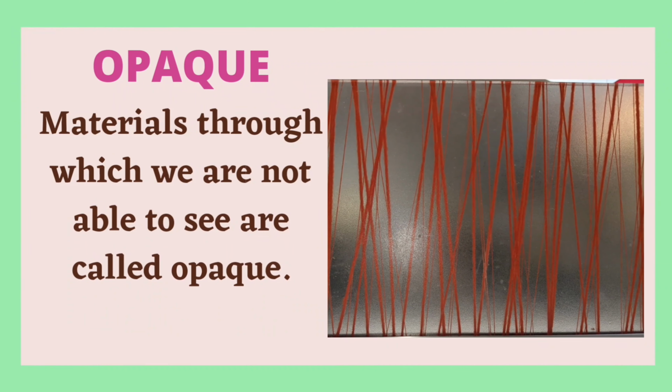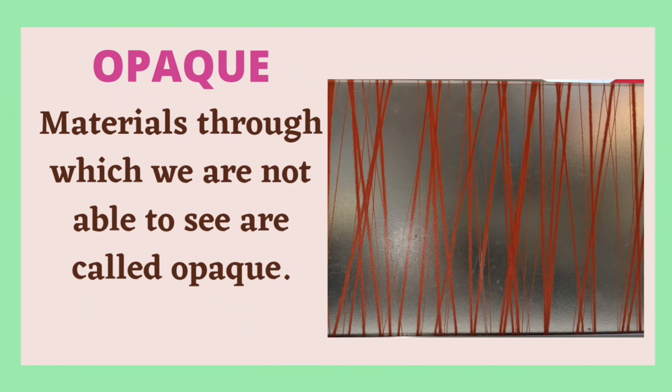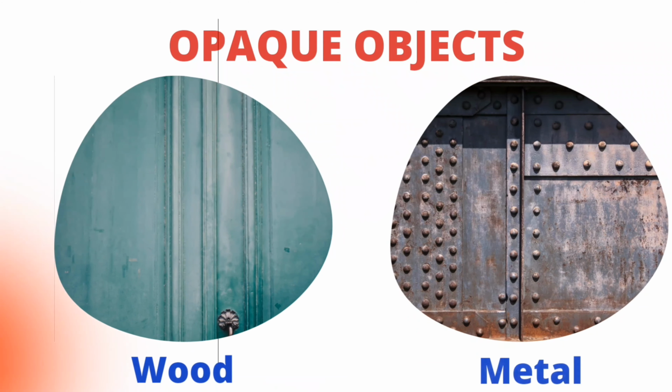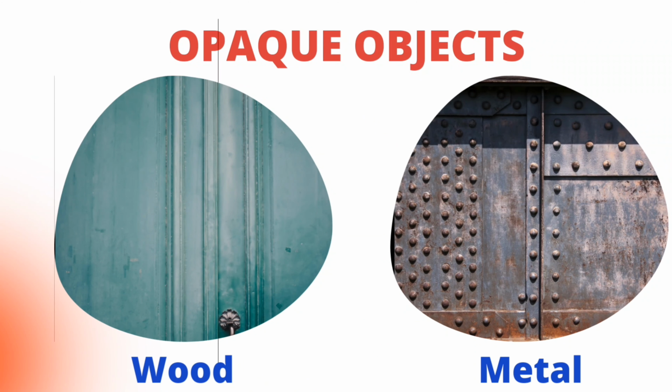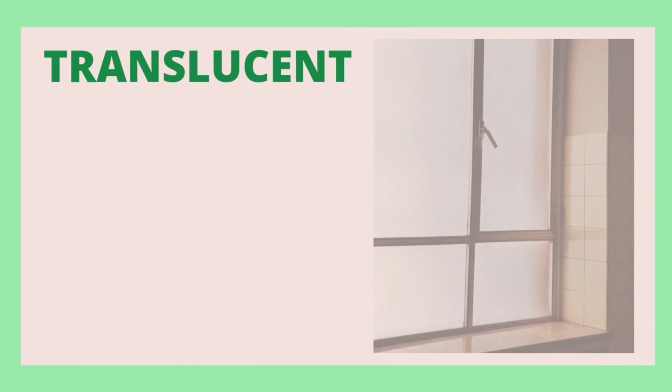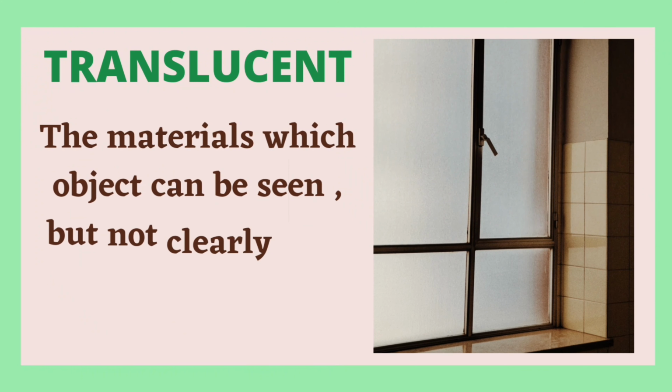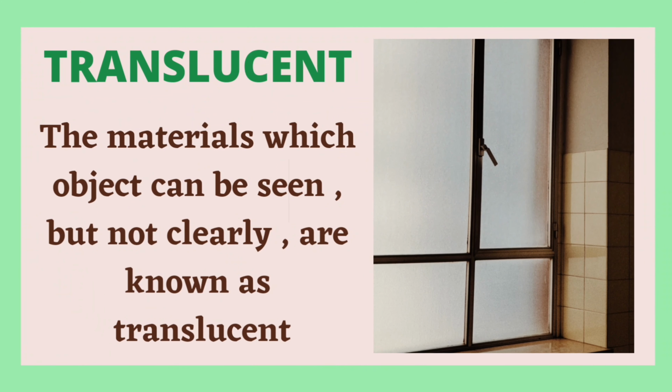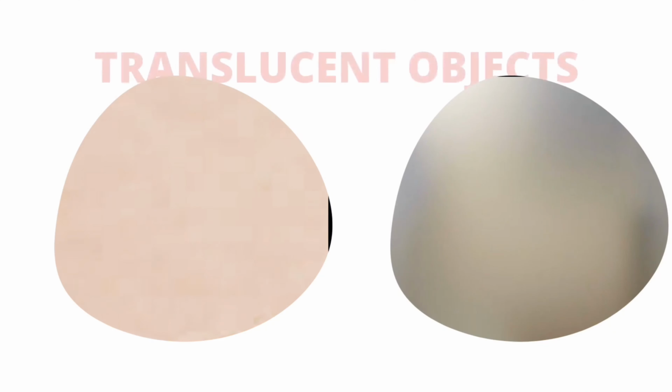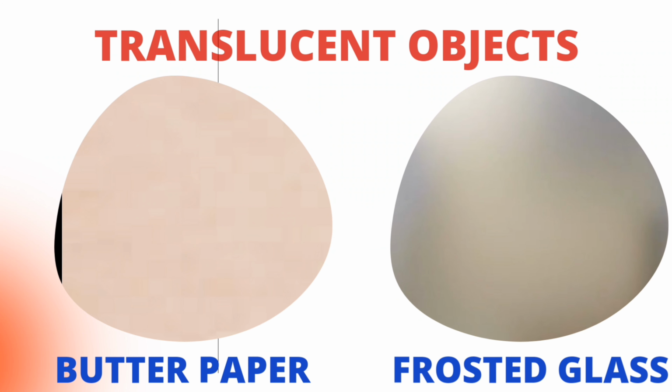while an object which doesn't allow the passage of light is called an opaque object. We cannot see through an opaque object like wood, metal. Translucent objects allow partial passage of light. We can see through translucent objects but not clearly, like butter paper, frosted glass, plastic bottle.